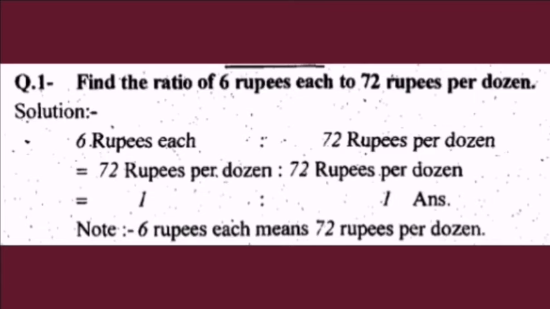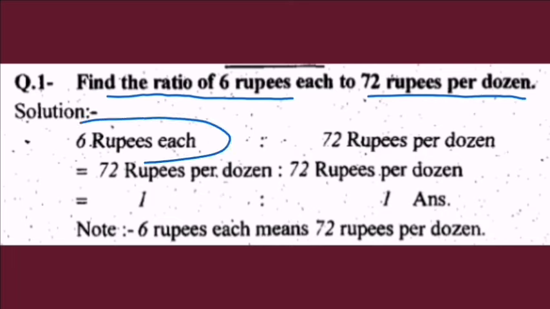Bismillahirrahmanirrahim. In this lecture, we are going to explain some problems about ratio. Question number one: find the ratio of 6 rupees each to 72 rupees per dozen.